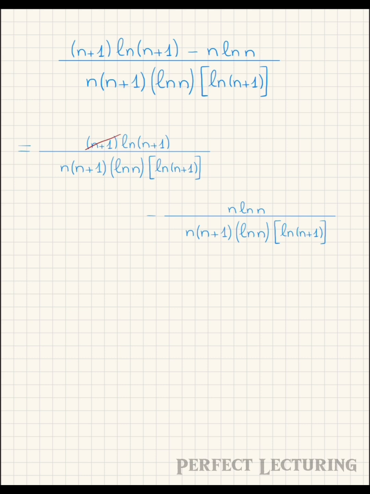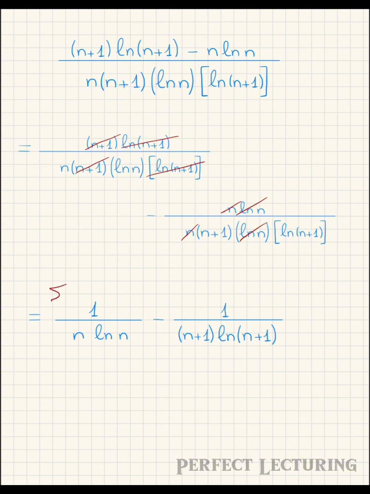n plus 1 cancels with n plus 1, as well as these lns. We do the similar thing for the second fraction, and we get a nicer expression. So the series we are asked to prove is convergent is now represented as this difference.